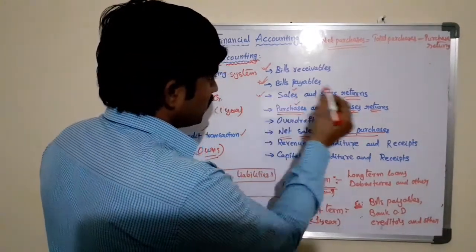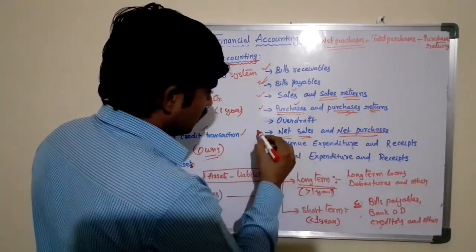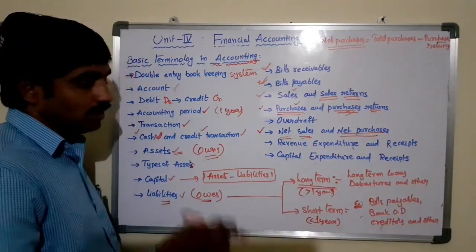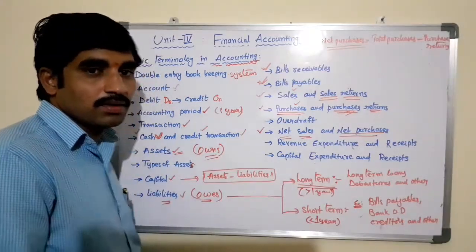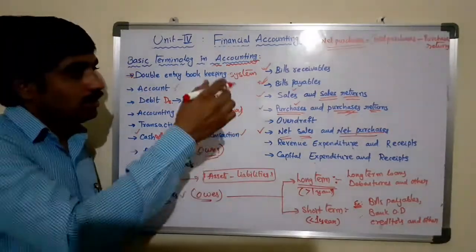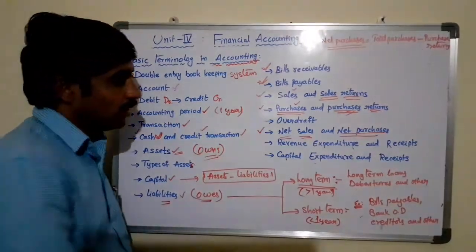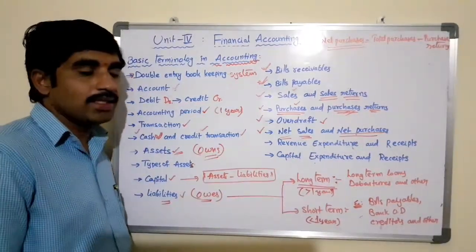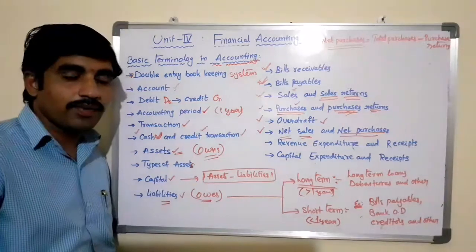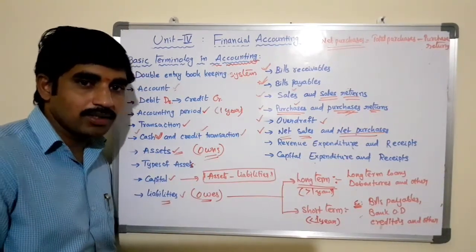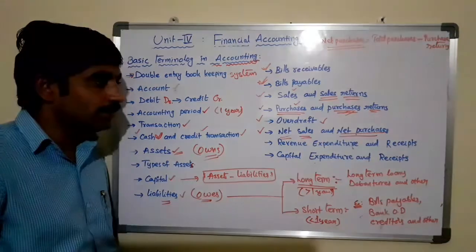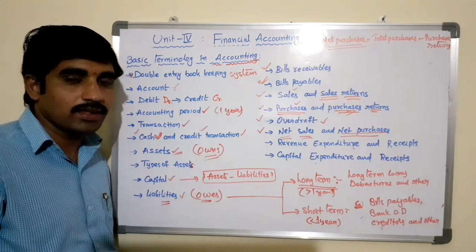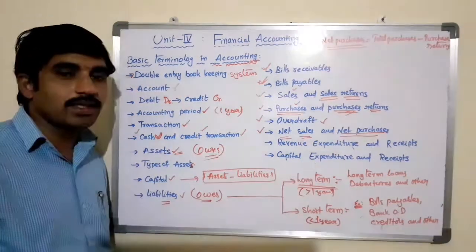So these terms, sales returns, purchase returns, net sales and net purchases, are very important terms that we use in the double entry bookkeeping system at the time of preparing the final accounts. Next, overdraft. Overdraft is the special arrangement provided by the financial institution or the bank to the business for withdrawing more than the available balance in the savings account or the current account. Generally, businesses will open current accounts.